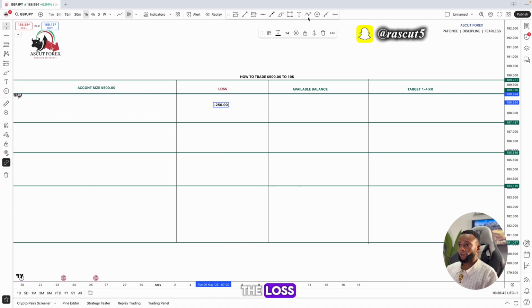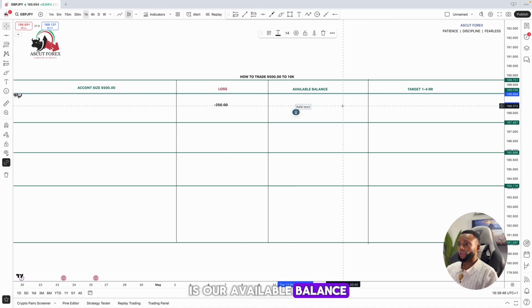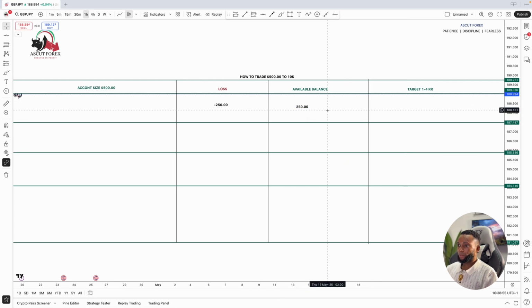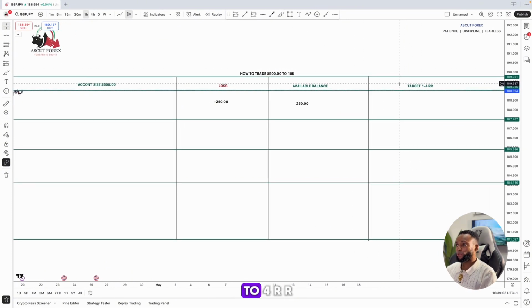I will explain why the loss. This is where the loss is. Then these are our available balance. We just have $250. Then now remember, our target must be 1 to 4 RRO. Must be 1 to 4 RRO. That's what we'll be targeting.